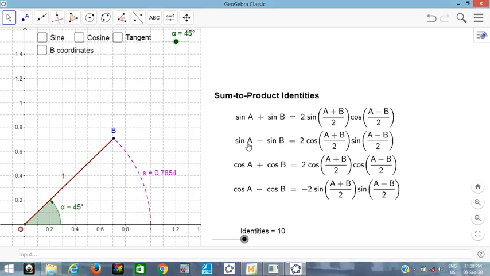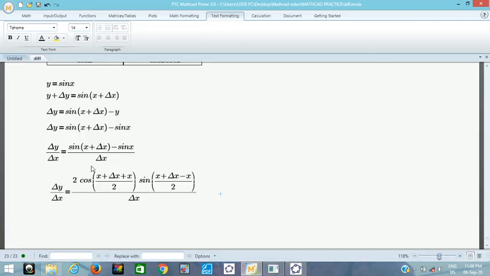It says sine A minus sine B is going to be equal to 2 cos A plus B divided by 2, then sine A minus B divided by 2. So that is what I've used here. My A is x plus delta x, then B is x. So I have 2 cos A plus B divided by 2, then sine A minus B, where x plus delta x is A and B is x. So A minus B divided by 2 in bracket, then everything is already divided by delta x.